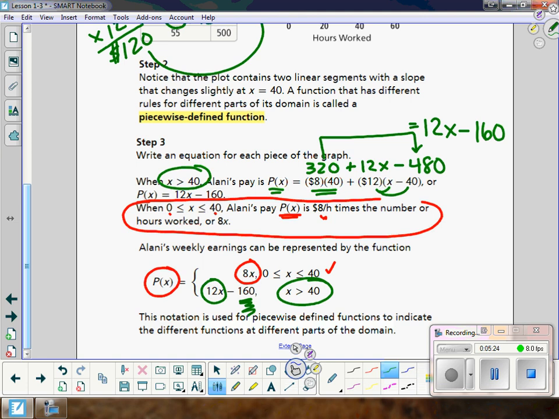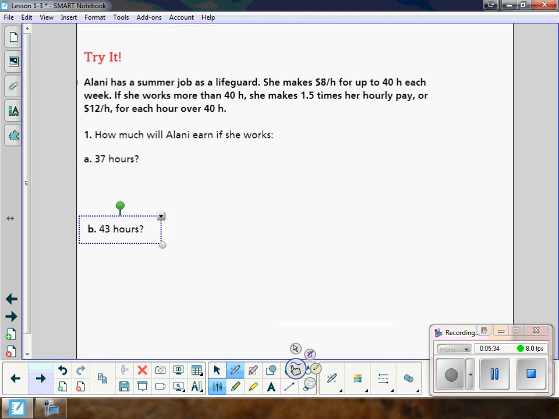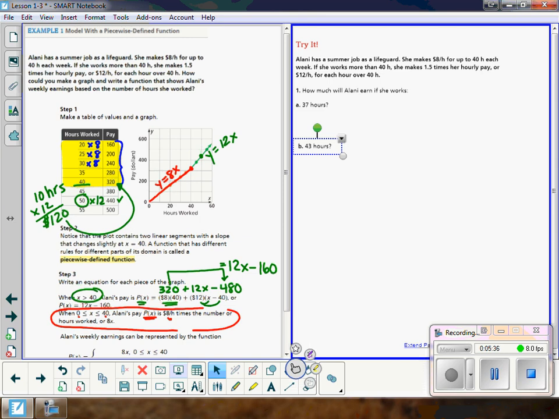Let's use this function to answer the questions for the try it. For example, 1 should be right here. Okay, so how much will she make if she works 37 hours? How much will she make if she works 43 hours?